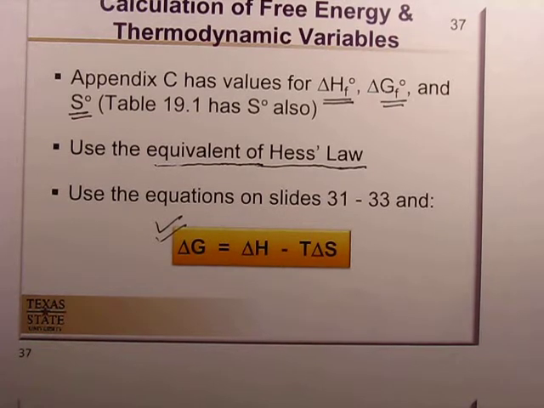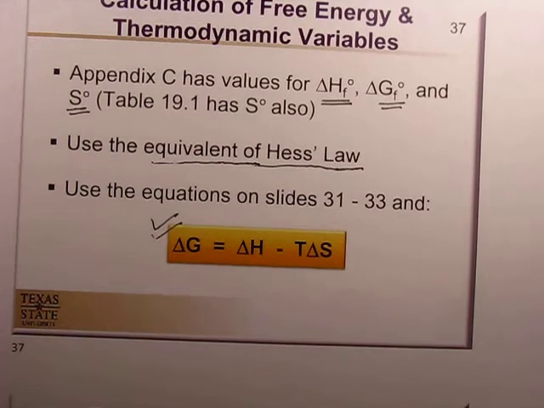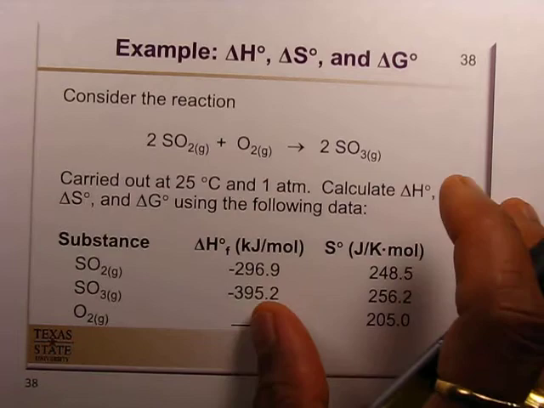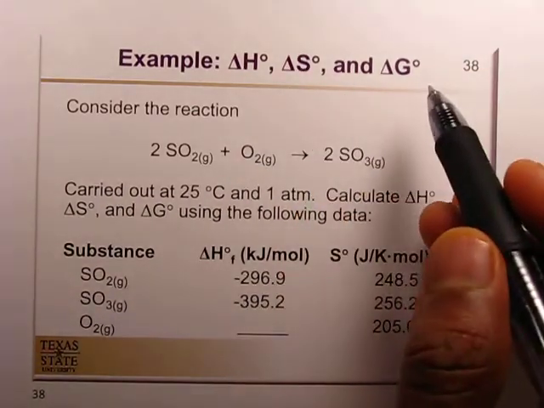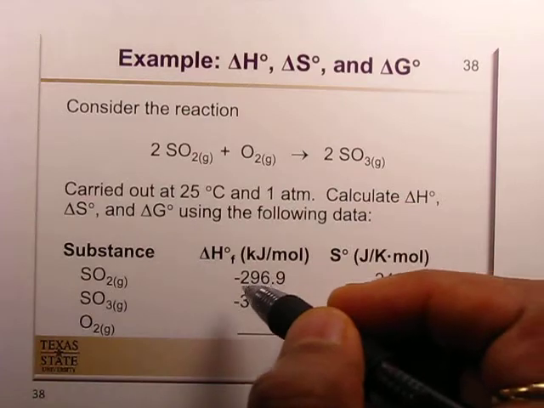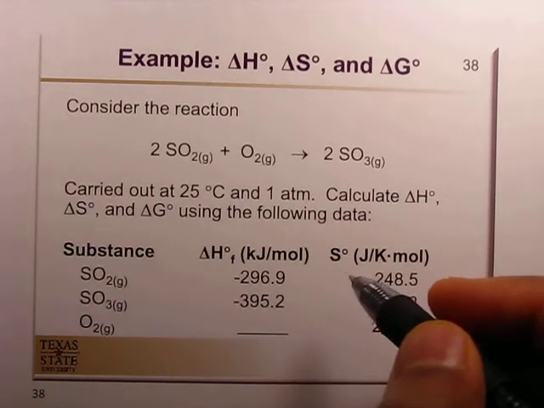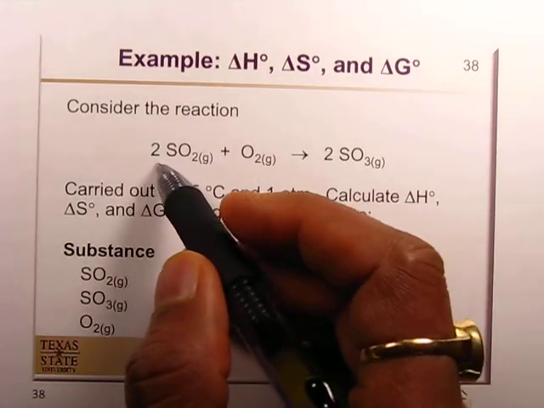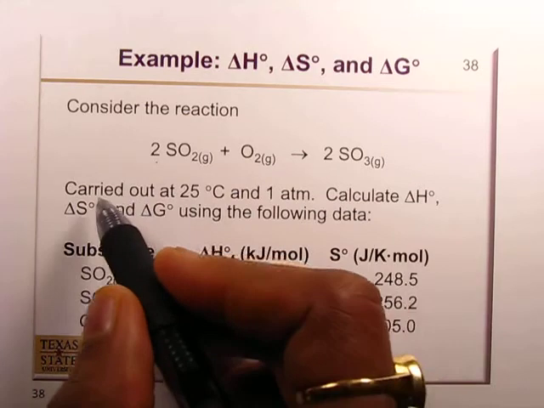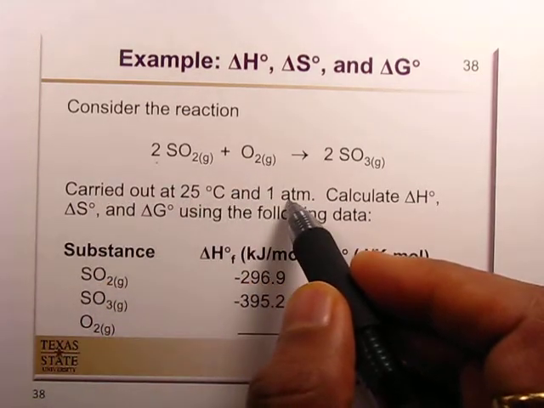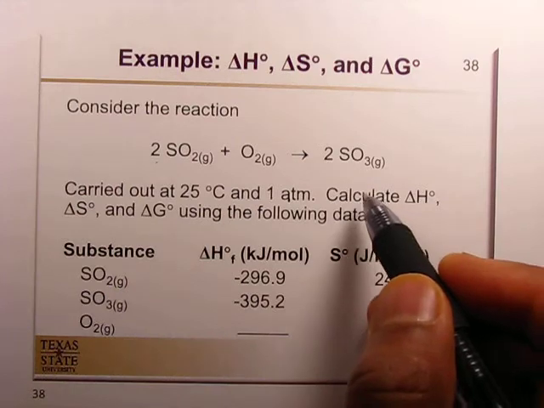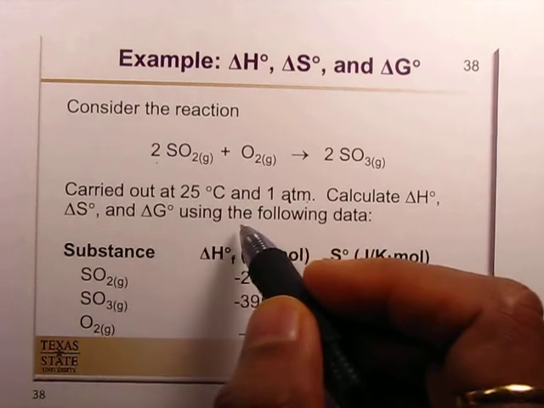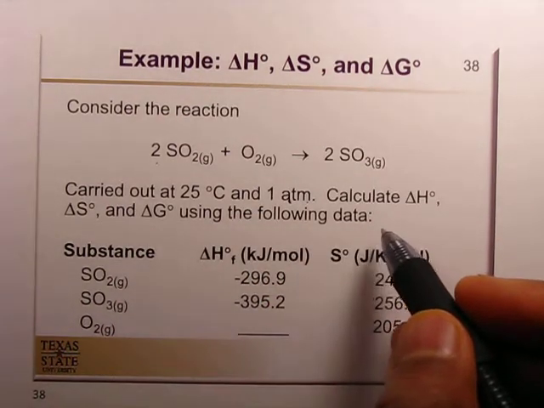So the first question is this one: the example gives delta H, delta S and delta G for this reaction, and they are asking us to calculate for the reaction carried out at 25 degrees Celsius and 1 atmosphere. It means we are talking about the standard condition. Calculate delta H, delta S and delta G using the following data, right?